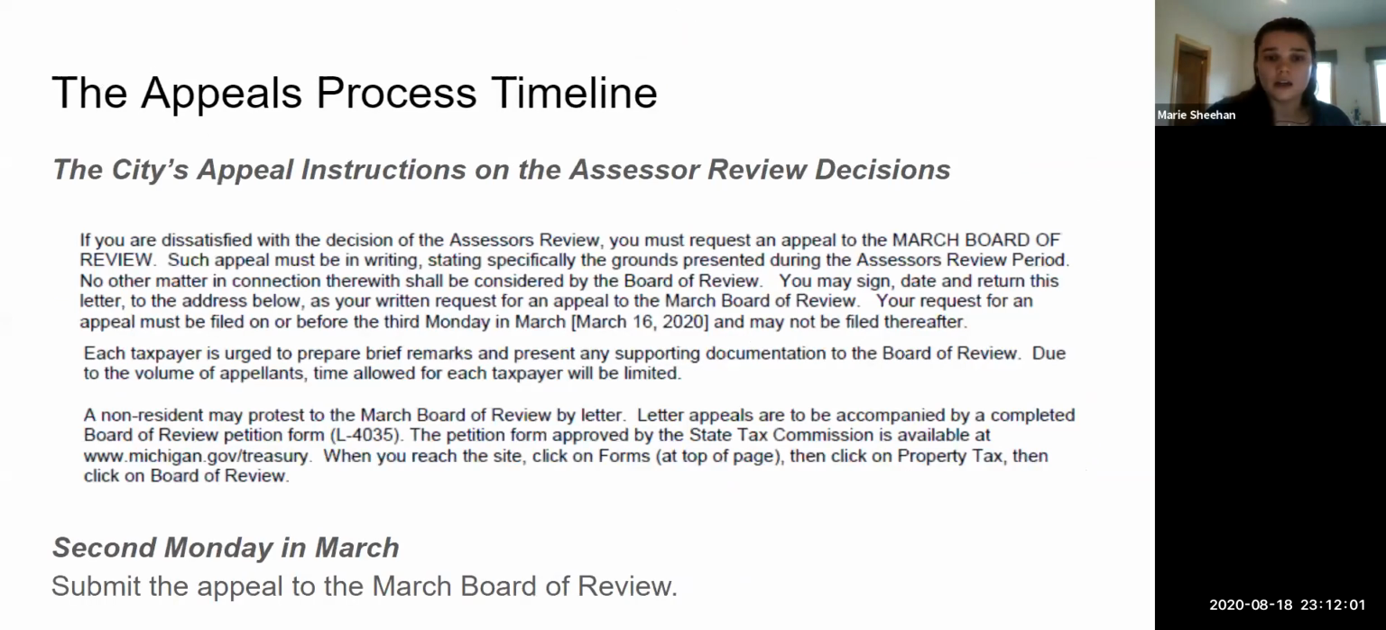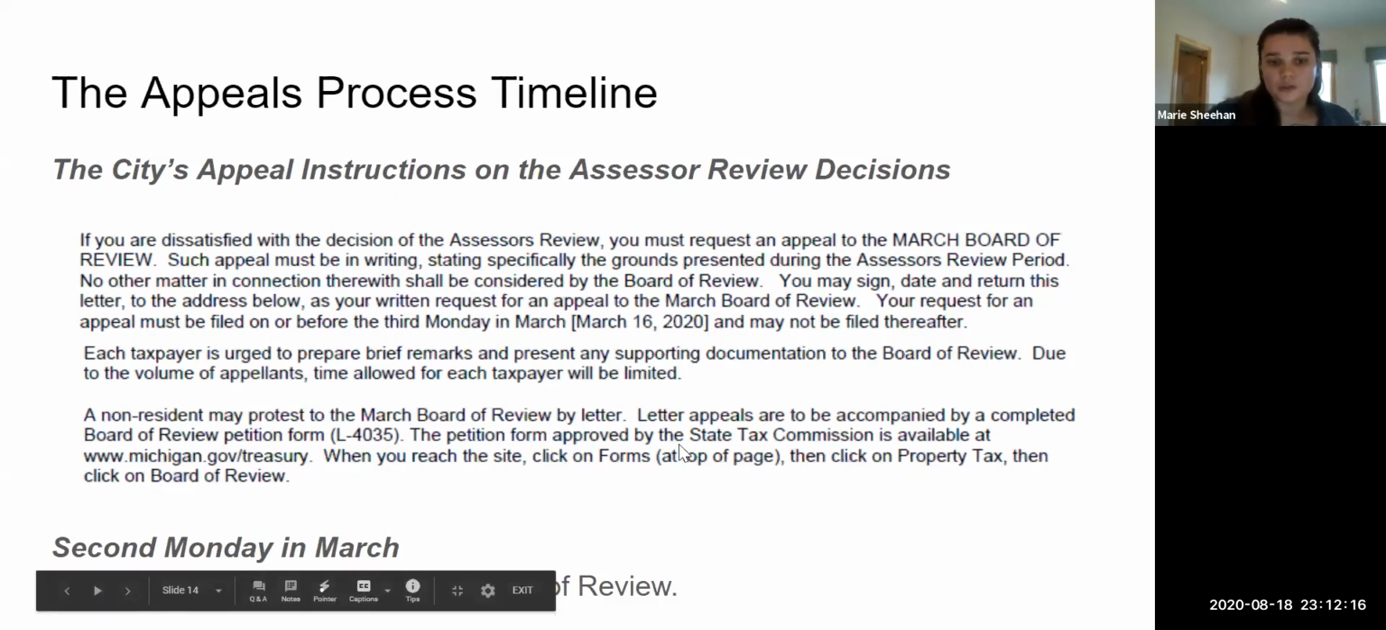Here is a zoomed-in version of the appeal language on the assessor's review decision, explaining how you would go to the next stage of the appeal, which is the March Board of Review, where actual reductions are usually granted. Then on the second Monday in March, you submit your appeal to the March Board of Review.